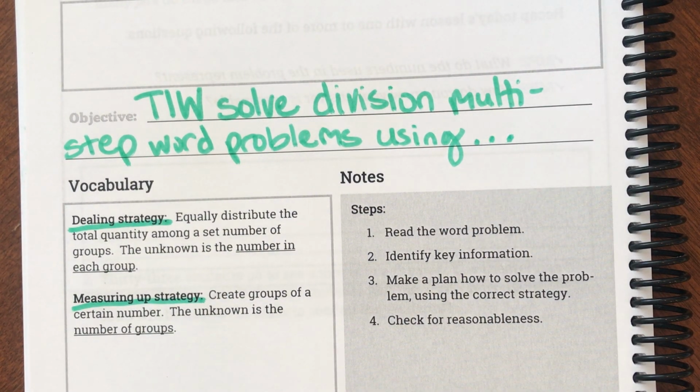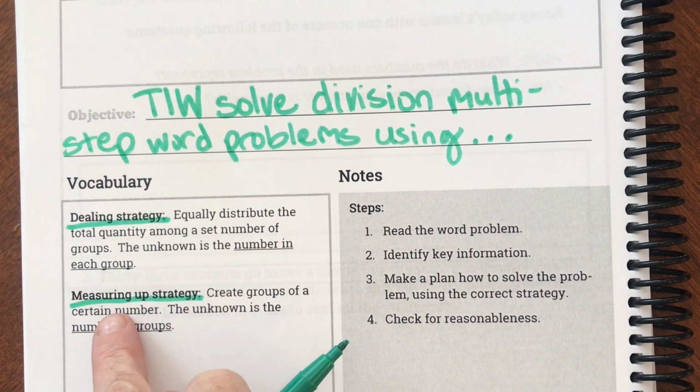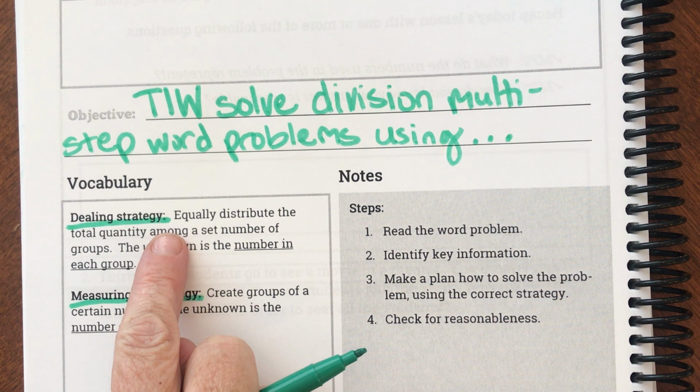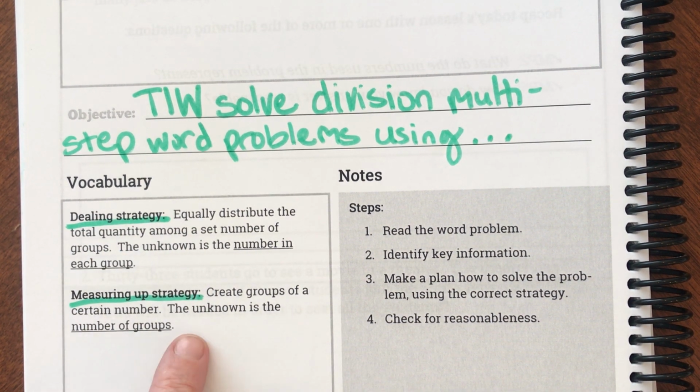So what we're doing today, ladies and gentlemen, is we're going to have problems that mix these both up. So when we did lesson 311, we only had the dealing strategy. And then in our last lesson, we only had the measuring up strategy. What we're going to see in today's problems is they're going to mix them up. So we're really going to have to understand when to use which one, because the steps were a little bit different.